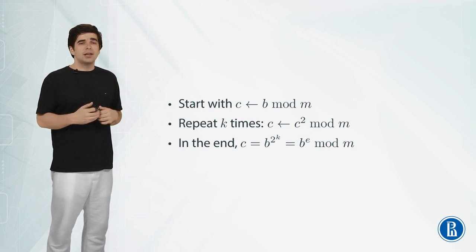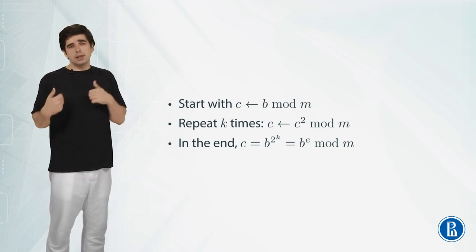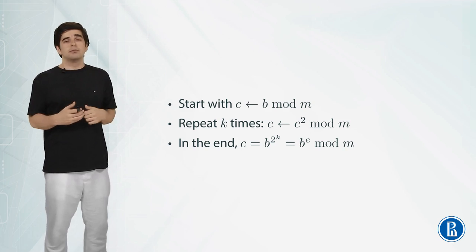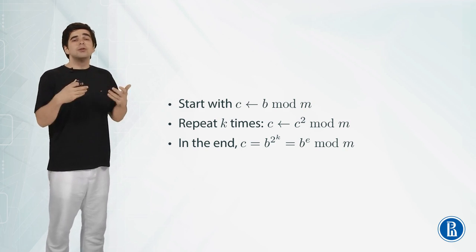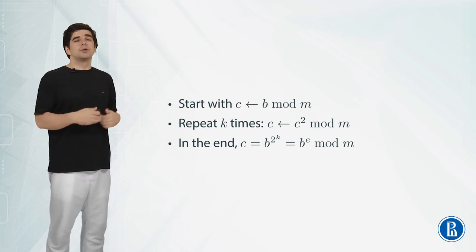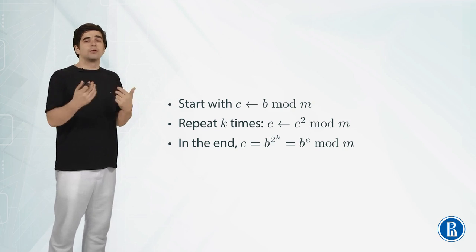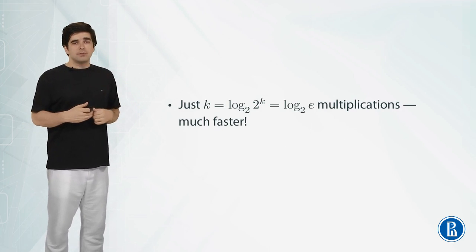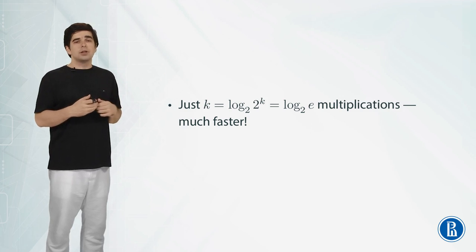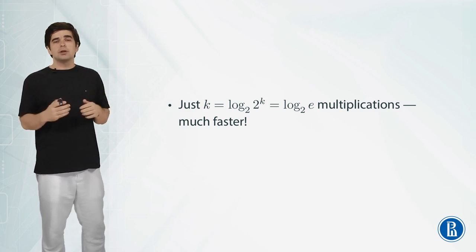We start by assigning the value of b modulo m to c, and then we repeat k times: c is assigned c squared modulo m. And in the end, this c will be equal to b to the power of 2 to the power of k, which is equal to b to the power of e modulo m if e is in the form of 2 to the power of k. So instead of e multiplications, in this case we need just k, which is equal to the binary logarithm of e multiplications, which is much faster with large e.